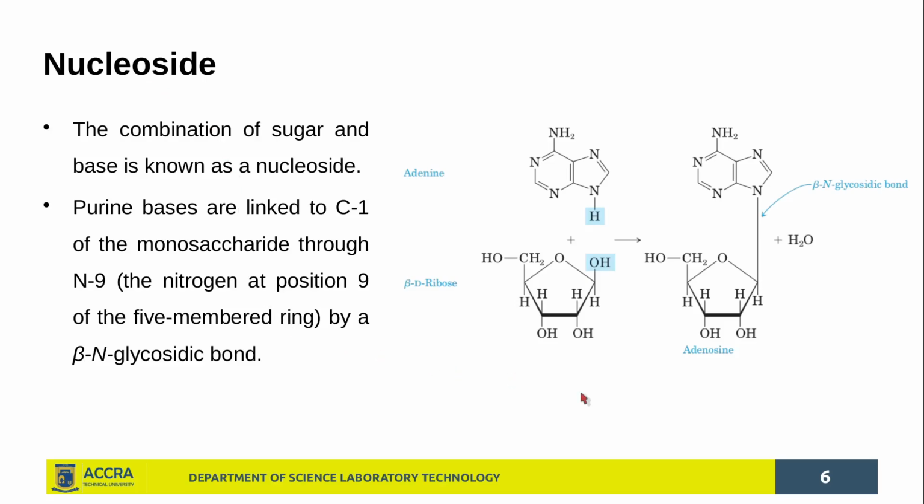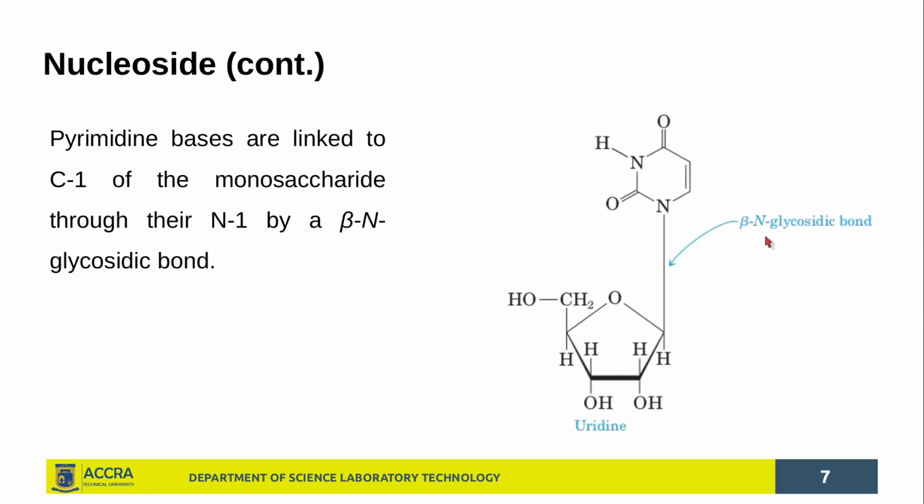Now we have just looked at the formation of the glycosidic bond between the nitrogenous base, which is a purine, and the pentose sugar. So let's go ahead and look at the formation of this glycosidic bond with the pyrimidine. We see this is a pyrimidine, this is uracil, and uracil is bound on N1.